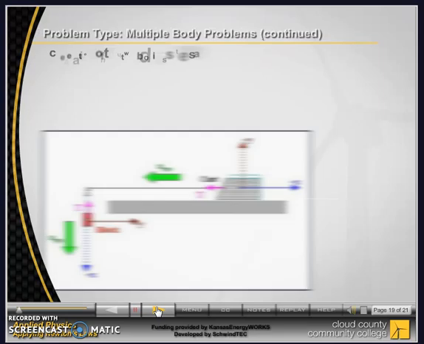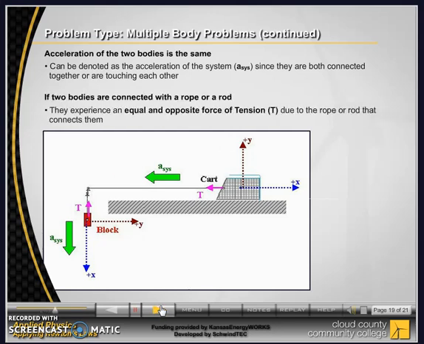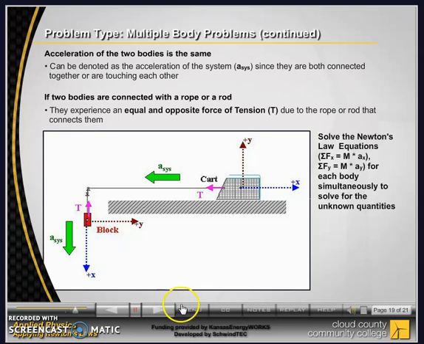The acceleration of the two bodies is the same and can be denoted as the acceleration of the system, since they are both connected together or are touching each other as shown. If two bodies are connected with a rope or a rod, they experience an equal and opposite force of tension due to the rope or rod that connects them as shown. Solve the Newton's law equations for each body simultaneously to solve for the unknown quantities.